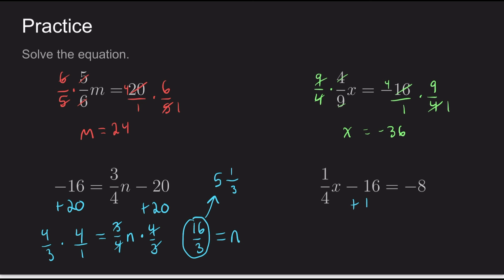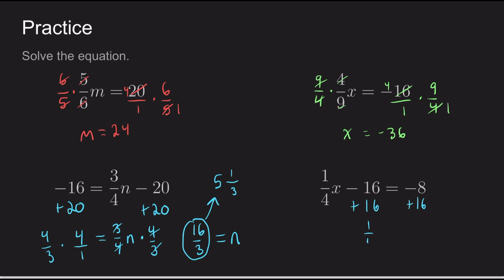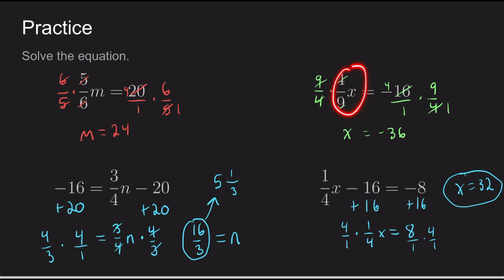What we have to do is add 16 to both sides, right? We're trying to get rid of that part first. To get rid of a negative 16, you add 16 because negative 16 plus 16 is 0. You get 1 over 4x equals negative 8 plus 16 is positive 8. We do the reciprocal over here. We get x equals 8 times 4 is 32. All right, we did it. Both one-step problems right here and two-step problems right here.